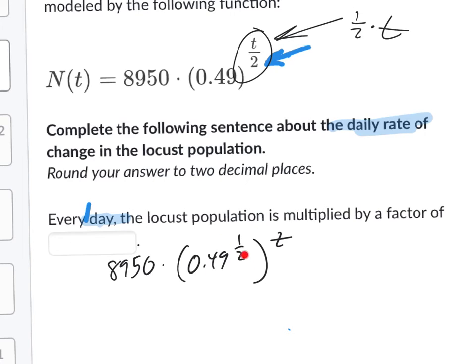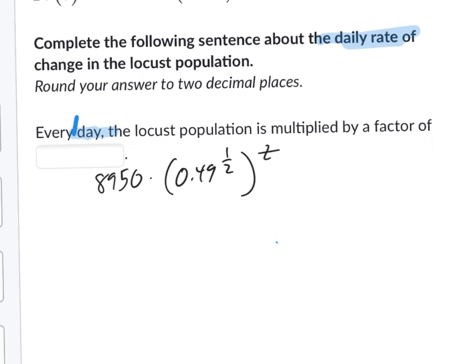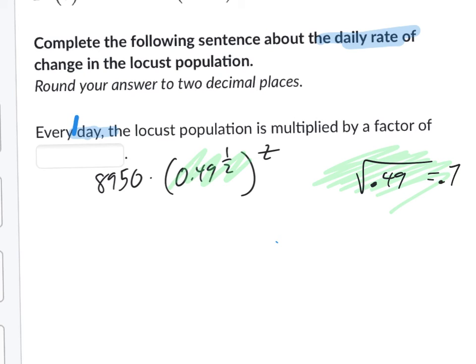All right, so now we just need to do this part. Well, remember, this 1/2 exponent is just like saying the square root of 49. But if you're not comfortable with that, you can actually put this in a calculator. You could do 0.49 to the 1/2 exponent. But basically, this part is really like saying this. And the square root of 0.49 is 0.7.